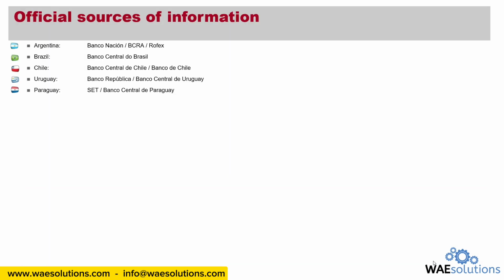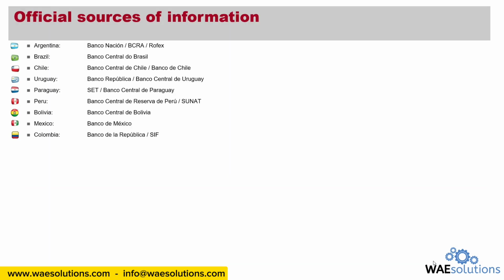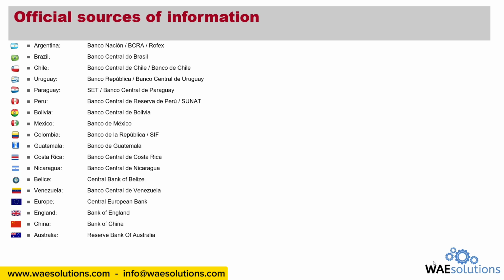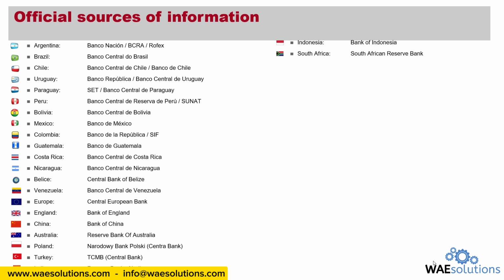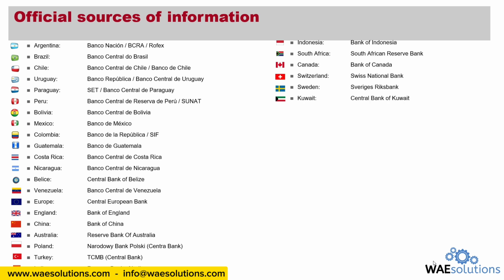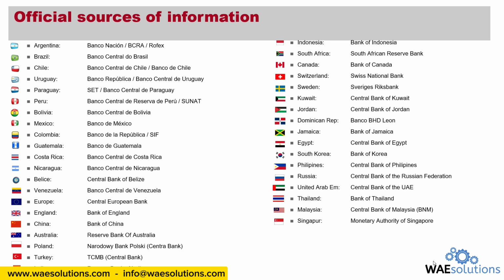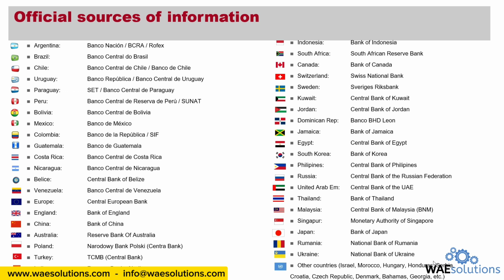Up to now, we have between 100 and 110 different central banks already developed, from which we get the different exchange rates every single hour in a fully automatic way. I will send you this PowerPoint file later so you can see if the countries that you need to update information for are already covered by our solution.